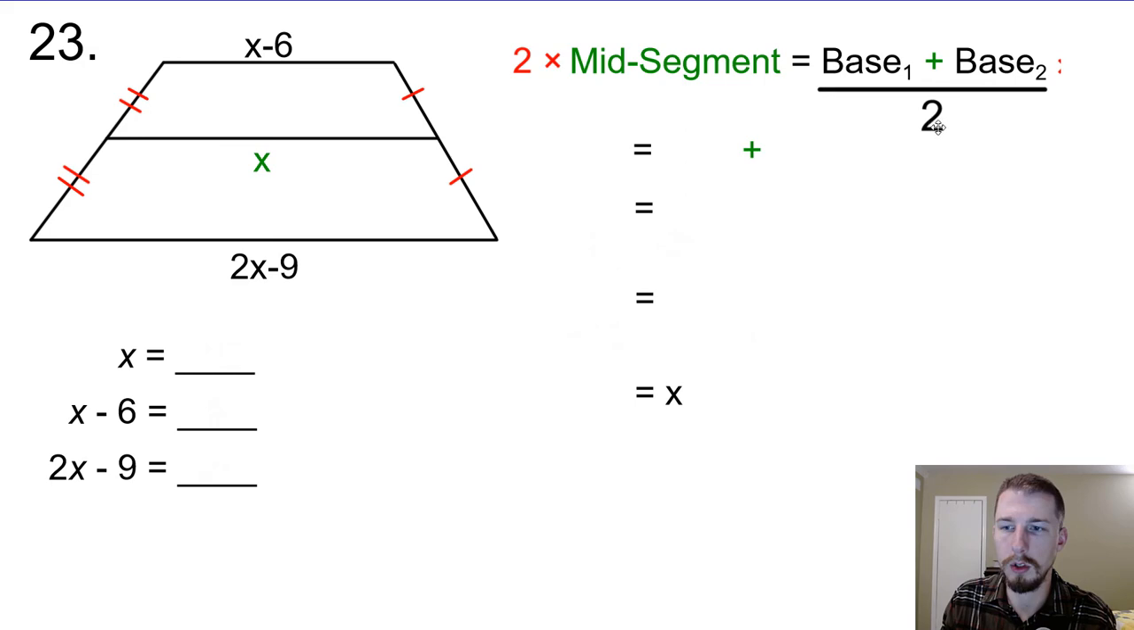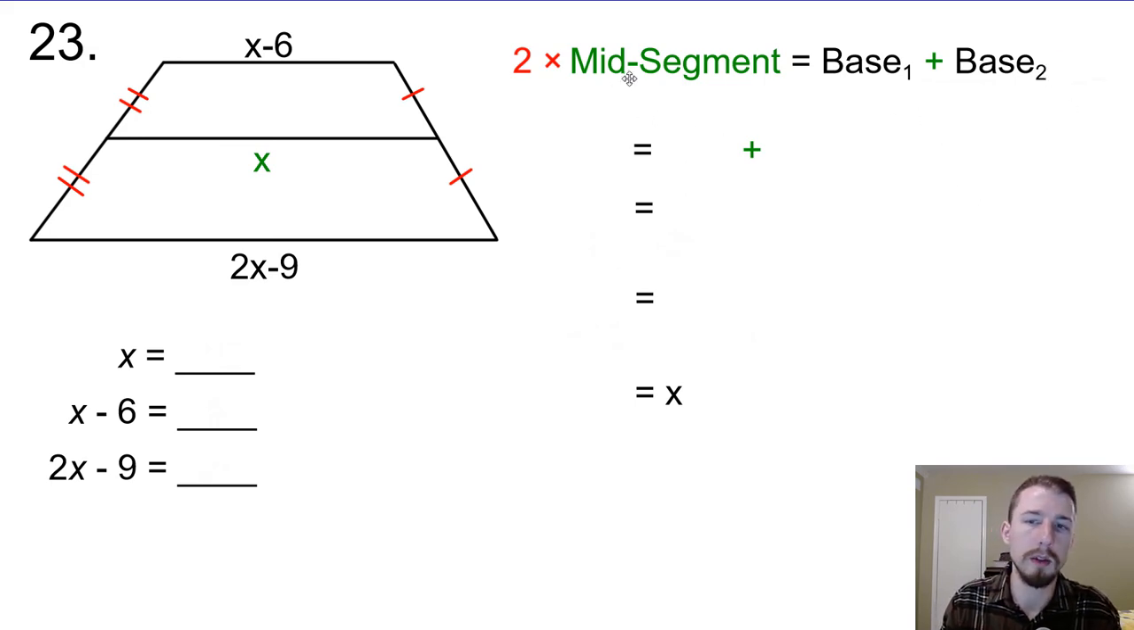So 2 times that, and I think that one goes away. Yeah, so that's what your formula is going to be: 2 times the midsegment is equal to the sum of the bases. That's what I want you to use for this one. So 2 times the midsegment, which on this one is x, so that's just 2x, is equal to the bases added together. So that's going to be x minus 6 and 2x minus 9.